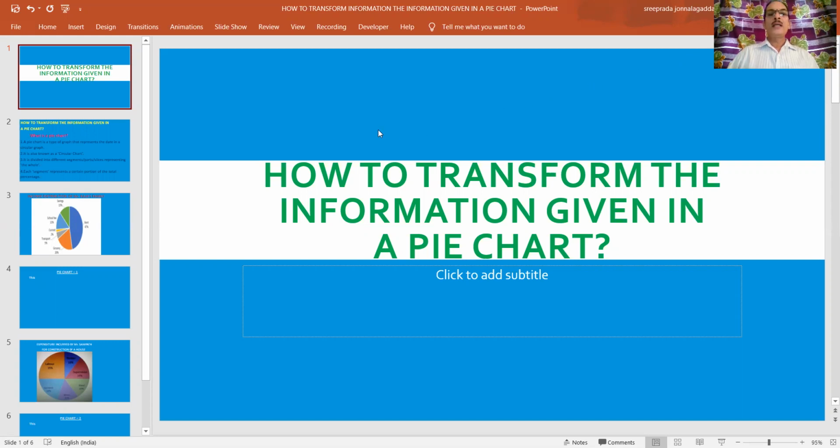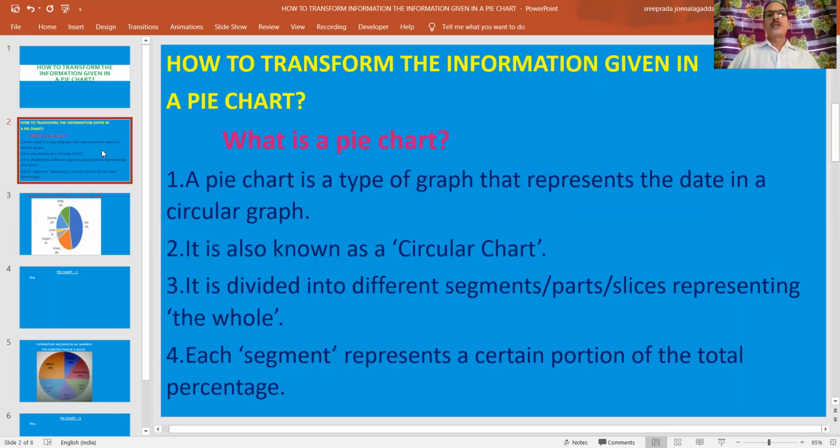First of all, what is a pie chart? Look at this one. A pie chart is a type of graph that represents the data in a circular graph. That means a pie chart gives information about some data, and the pie chart is in which form? Circular form. That means in a round shape. And that's why a pie chart is also known as a circular chart.